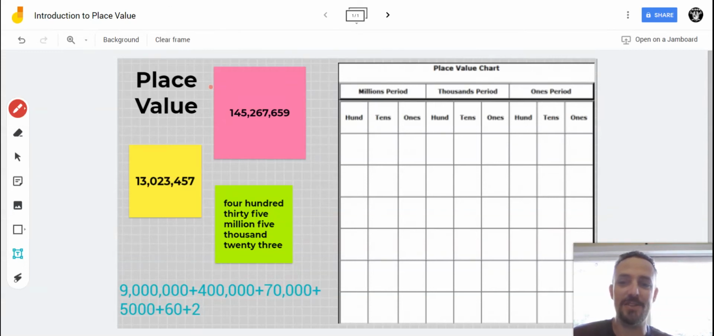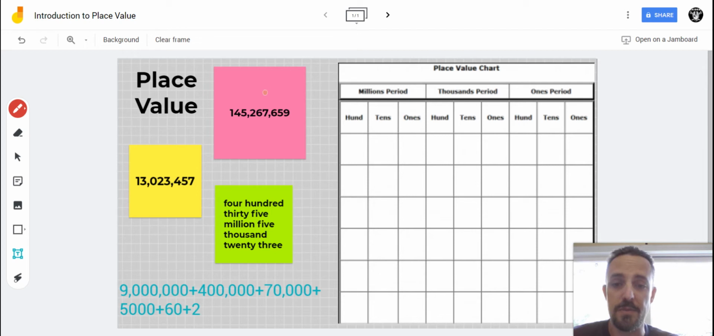All right, here we are today, and we are looking at place value. This is an introduction to place value for fourth graders, but any other grade that needs to look at it as well. Taking a look here, we have a place value chart, and we're going to explore what it means.